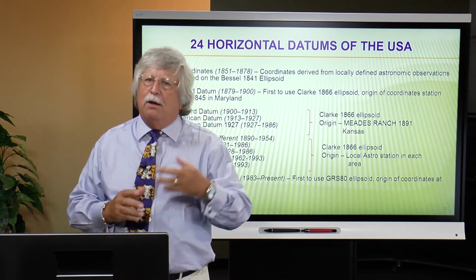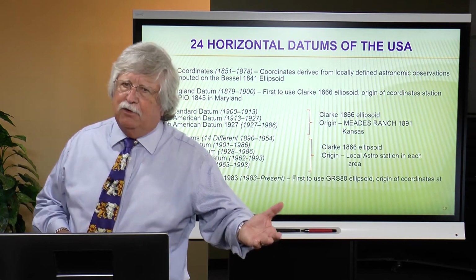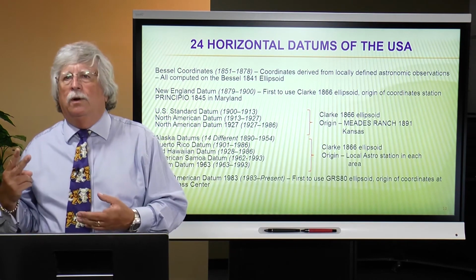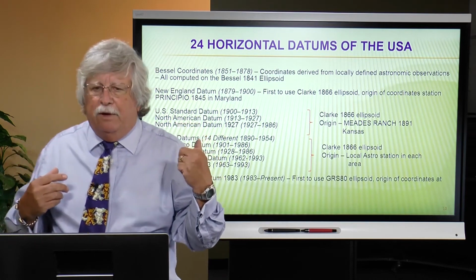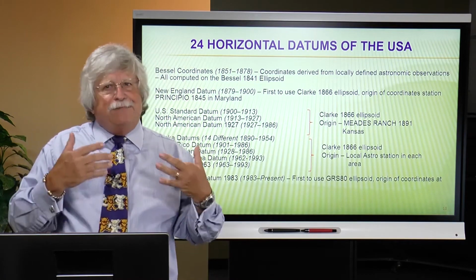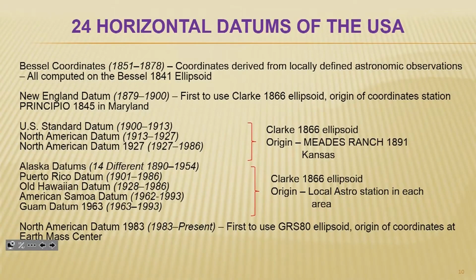Most people think about, oh, well, we have NAD 83 today, and maybe they know something about NAD 27, the datum that it replaced. That's only 2 of the 24 that we have had in the United States. First was not really a consistent datum set, but it was a series of coordinates that were defined by individual astronomical measurements primarily along the East Coast, Gulf, and West Coast that were all defined on this Bessel ellipsoid.